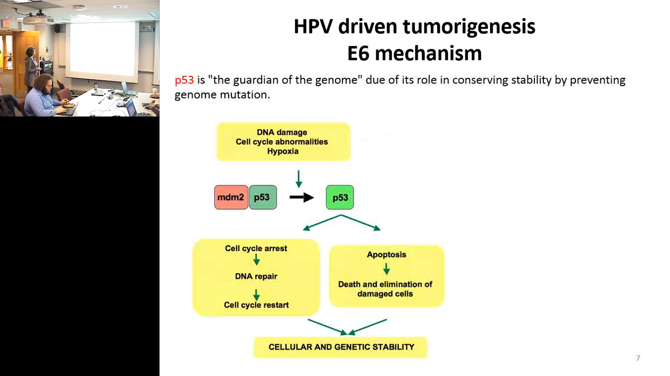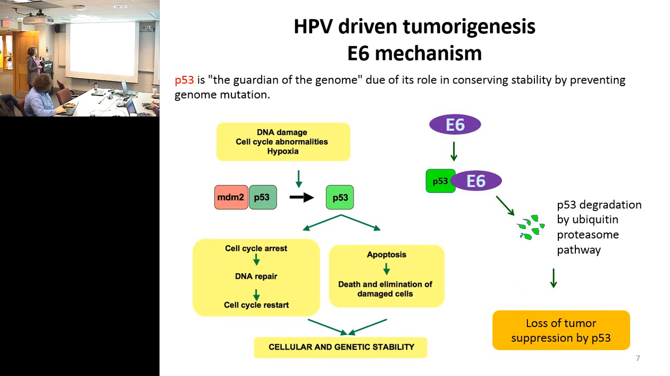The p53 tumor suppressor's main normal function is to respond to DNA damage. p53 activates transcription of genes involved in the cell cycle, initiates the DNA repair system, and initiates apoptosis. This protein is called the guardian of the genome. And when E6 binds with p53, it promotes p53 degradation, and this causes loss of tumor suppression by p53 and genetic instability.